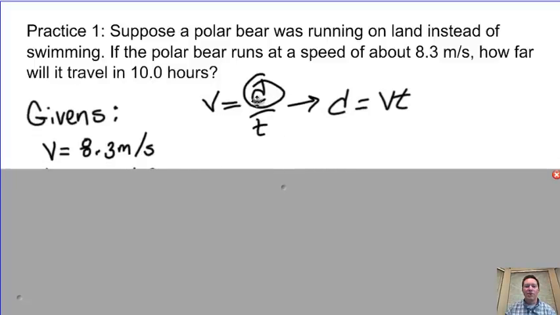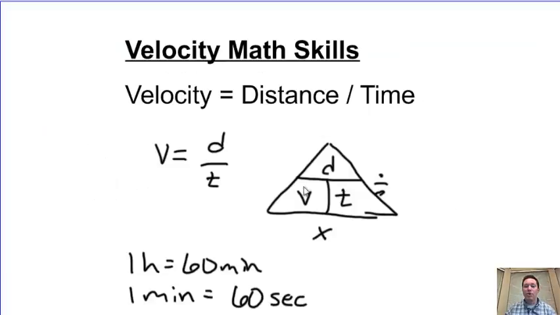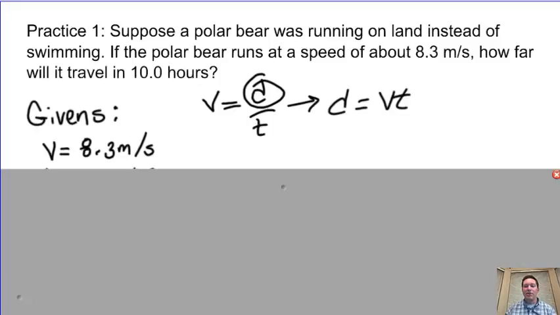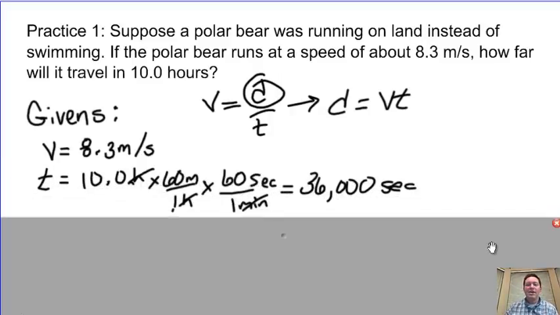Alright, so we're going to write down our equations. Velocity is equal to distance divided by time, and we're looking for the variable distance. So I need to use a little algebra here, multiply both sides by t. That'll get d by itself. Or we can look back to that triangle and say, oh, I want this variable, cover it up, and you can figure out which one it is more easily.